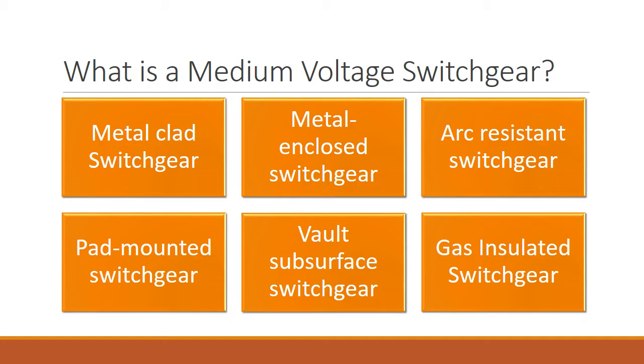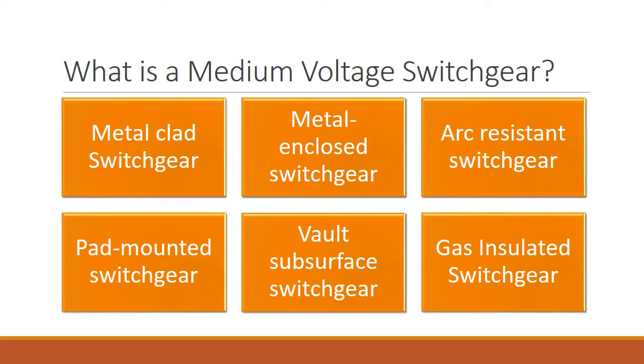And there are around six general types of medium voltage switchgears that are available. And these are the metal-clad switchgear, the metal enclosed switchgear, the arc resistant switchgear, the pad-mounted switchgear, the vault subsurface switchgear, and the gas-insulated switchgear.